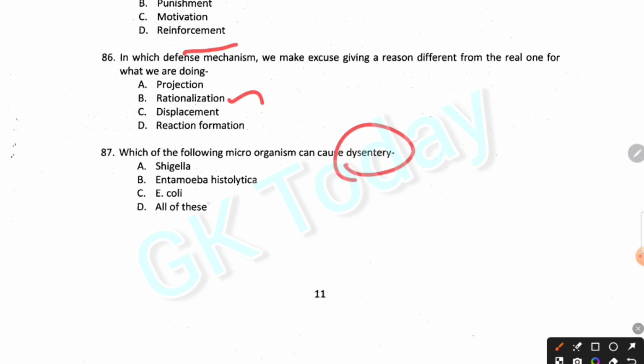Correct answer is option D. All of these. That is Shigella, Entamoeba histolytica, E. coli. Which of the following microorganisms can cause dysentery? Shigella, Entamoeba histolytica, E. coli. Correct answer is option D.